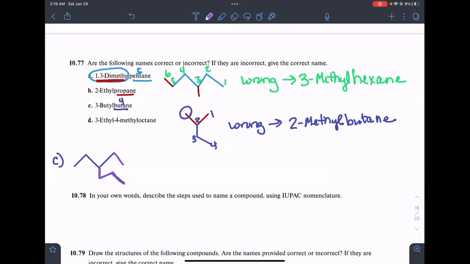What am I going to do? So in this one, I'm going to have, let's see, 1, 2, 3, 4, 5, 6, which would give me an ethyl group coming off of 4. Let's see if there's anything else I can do.